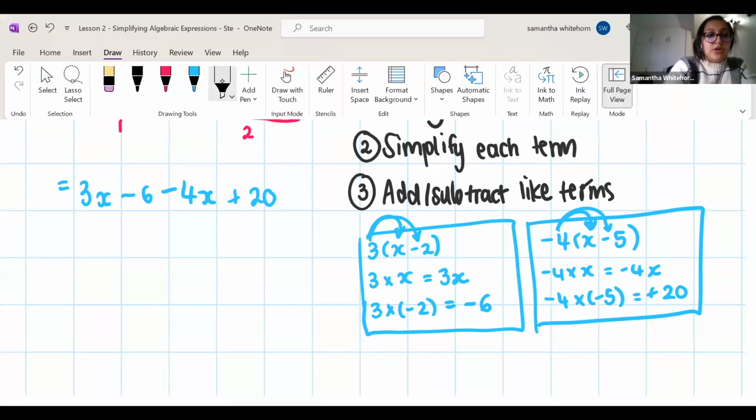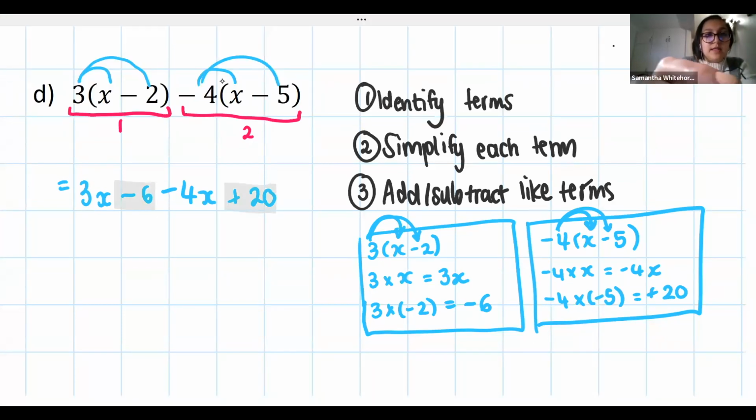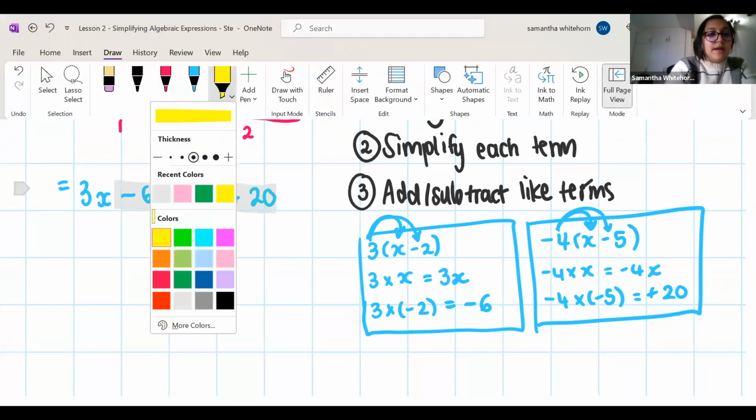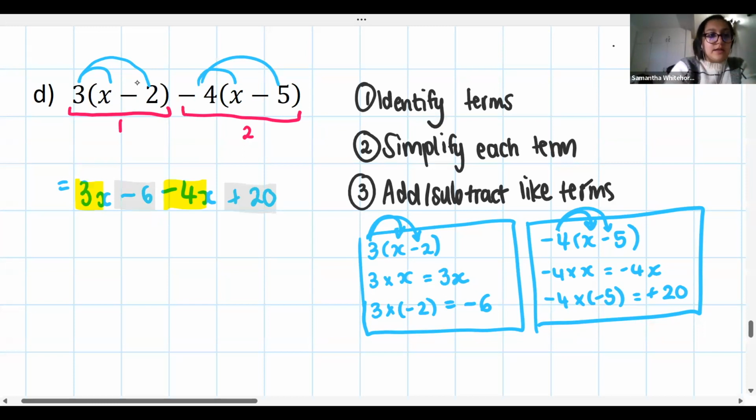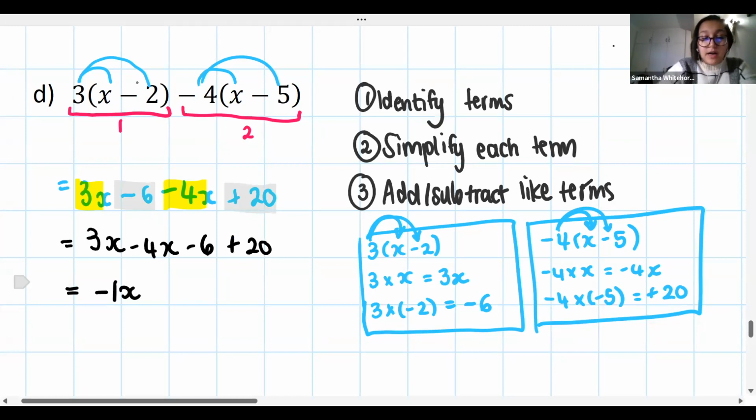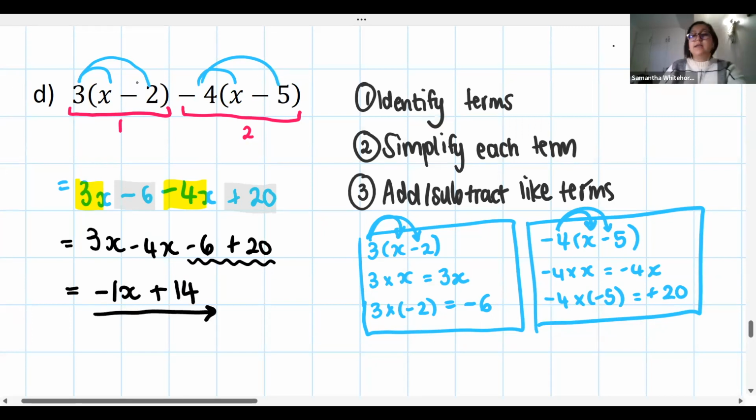Now we look for our like terms. We've got minus 6 and plus 20. Those are both constants. They're like terms. And we've got 3x minus 4x. If you need to group them, group them. But now we can add and subtract. So 3x minus 4x is negative x. If you wrote negative 1x, guys, that's fine. But please make sure, because a lot of you didn't put an x in there, it is negative 1x. And then minus 6 plus 20 gives us positive 14. So your final answer here is negative x plus 14.